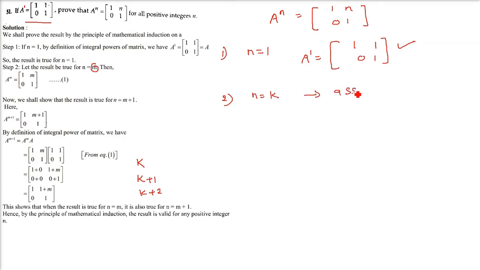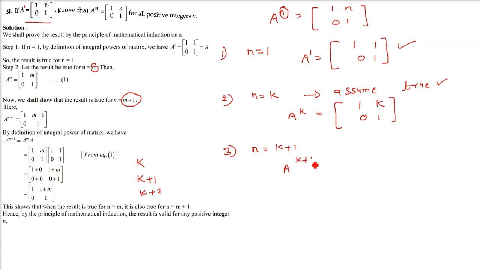We assume that for n equals k, it is given as m here in the solution, but you can always use k. So what is A to the power k? In place of n, just put k: [1, k; 0, 1]. Okay? And if it is true for n equals k, and it is then true for n equals k plus 1, then it is true for every n.